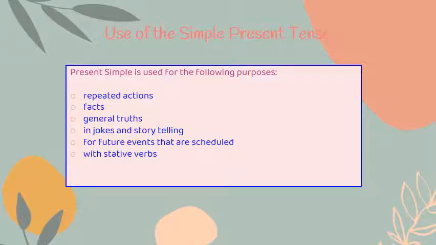And also with the stative verbs, or the verbs that are related to the senses and feelings. Okay, so the usage for the simple present tense, or the purposes to use the simple present tense, are repeated actions, facts, general truths, jokes and storytelling, future events that are scheduled, and state.